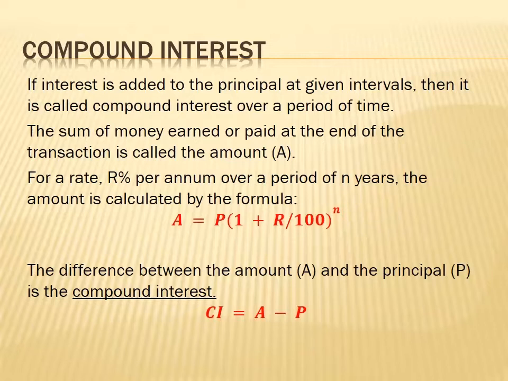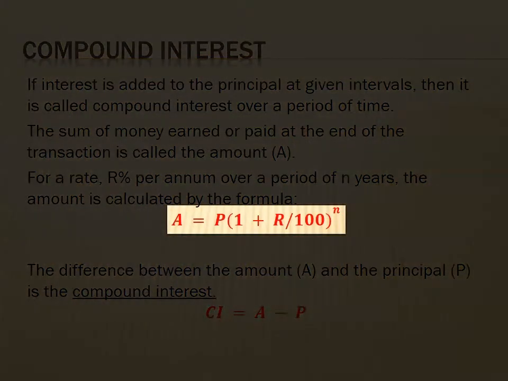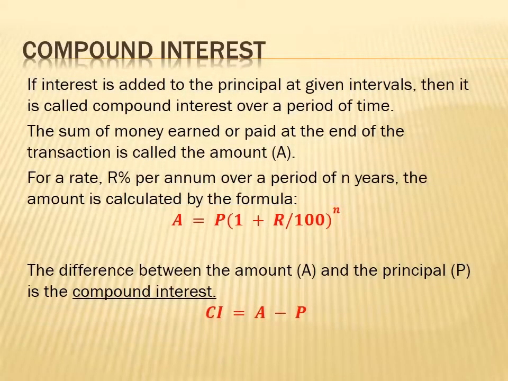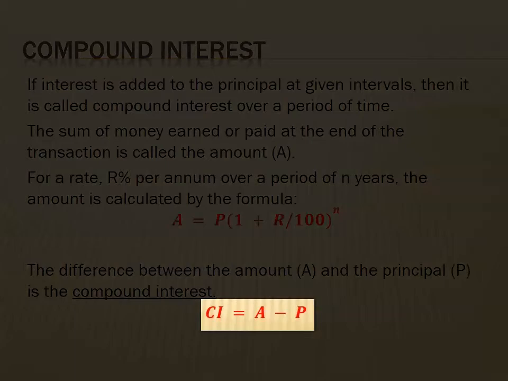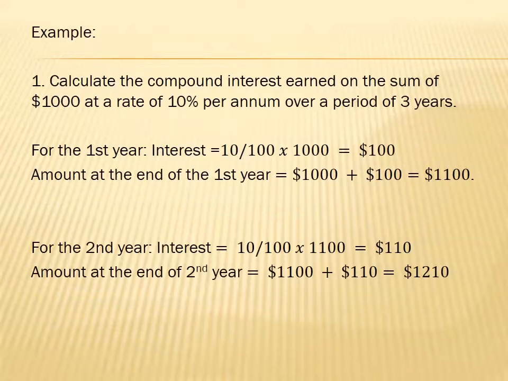So for a rate of R% per annum over a period of n years, the amount is calculated by the following formula. Amount is equal to principal times (1 plus R over 100) to the power of n. And the difference between the amount and the principal is called compound interest, and this is seen below. Compound interest is equal to amount minus principal. When calculating compound interest, two methods can be used. There's a longer one which is seen in this example and a shorter one which uses the formula.